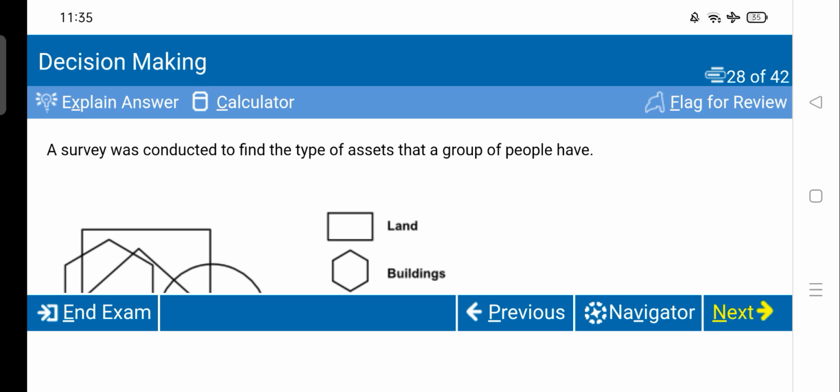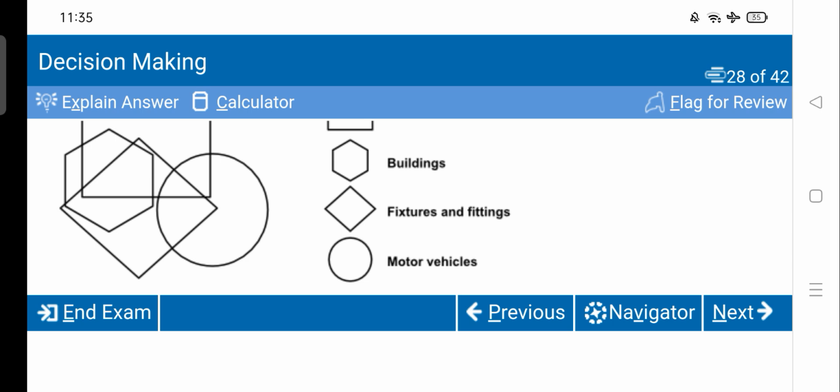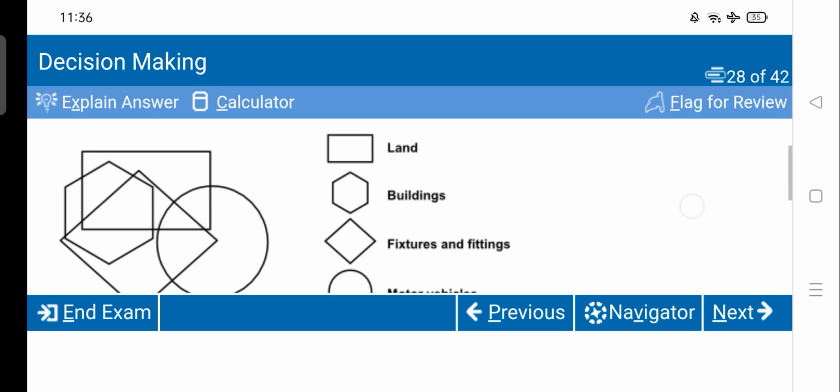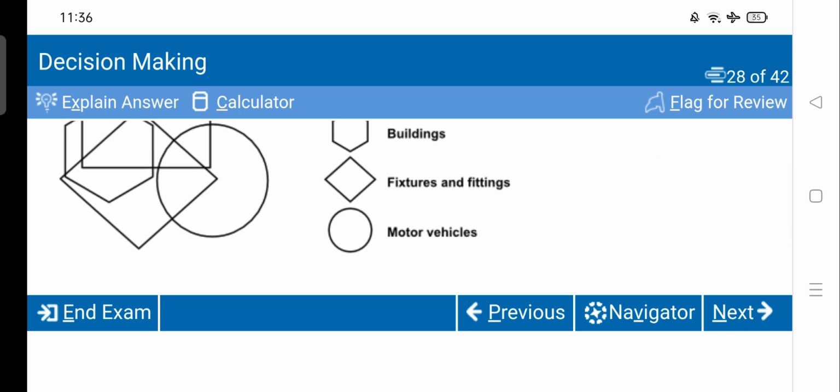A survey was conducted to find the type of assets that a group of people have. So here we have a diagram, as you can see, and this rectangle represents land and hexagon represents buildings. This rhombus represents fixtures and fittings, circle represents motor vehicles.